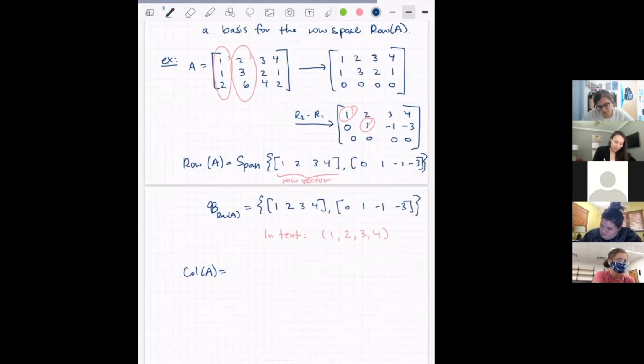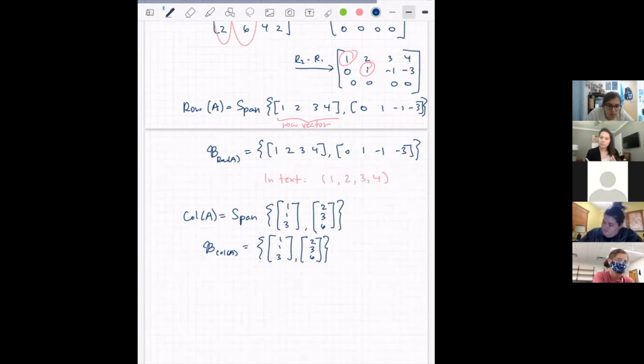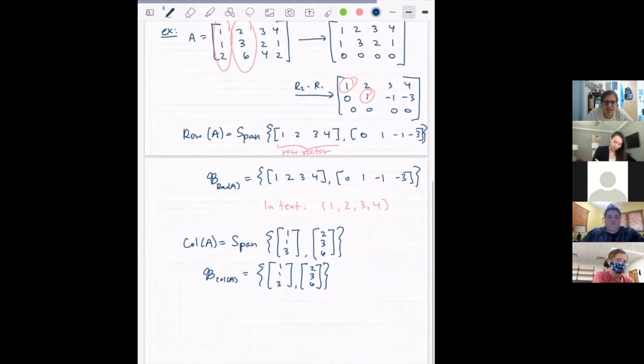So the column space is equal to the span of (1, 1, 3) and (2, 3, 6), right? And so if we want to write a basis for the column space, it's just the collection of these two vectors, right? Okay. I think it's 1, 1, 2. It's not that important though. Oh, it is 1, 1, 2. Thanks.